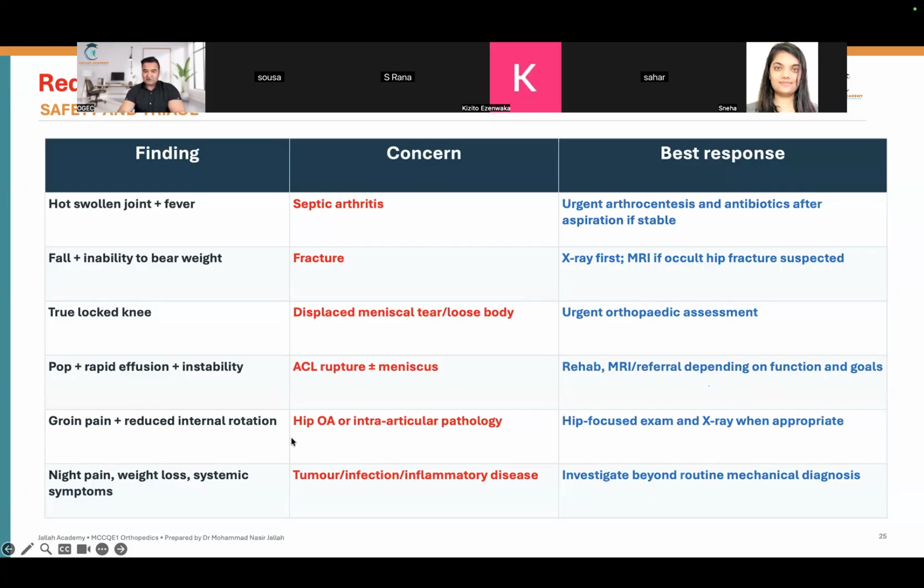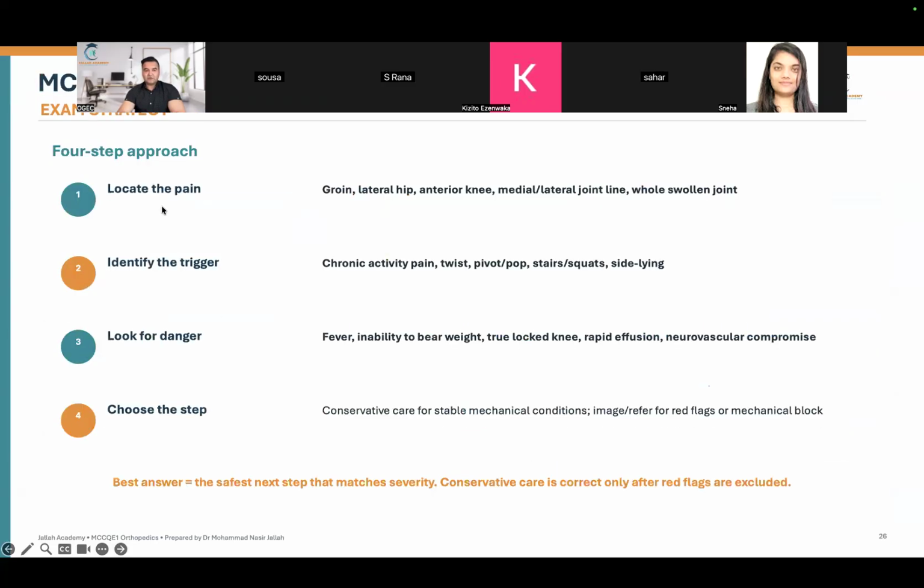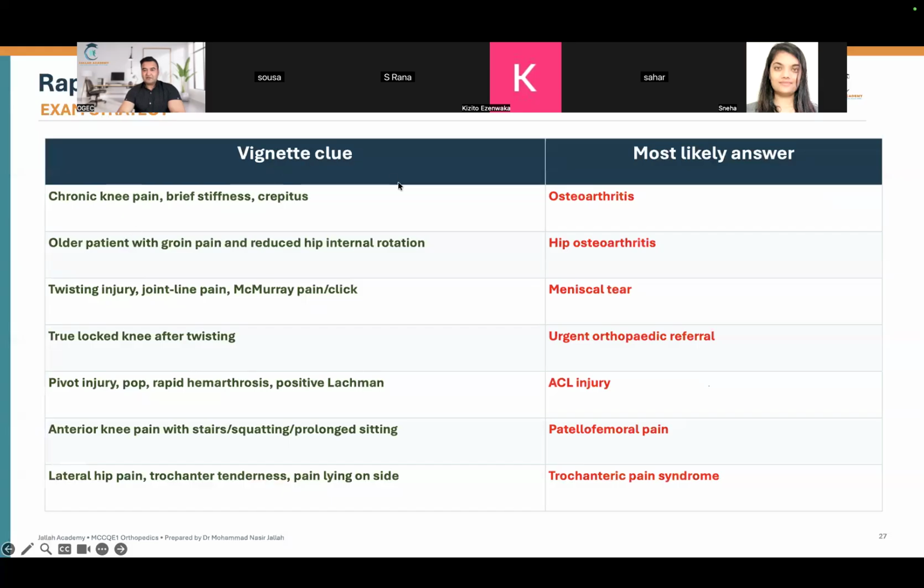Groin pain, reduced internal rotation is osteoarthritis. Reduced internal rotation, groin pain, right? Hip focus exam, X-ray when appropriate. Night pain, weight loss, systemic symptoms. These are constitutional signs and symptoms. When you have constitutional signs and symptoms, it means there is a high chance of cancer, infection, inflammation, or autoimmune condition. Investigation beyond routine mechanical diagnosis. So these ones we have already discussed, I'm going to skip. Clinical vignettes.